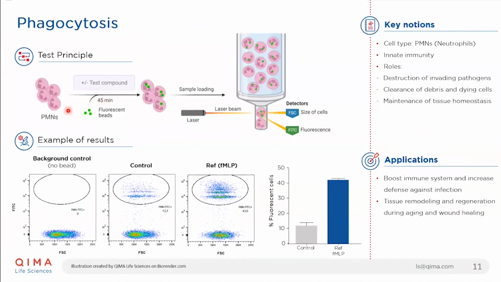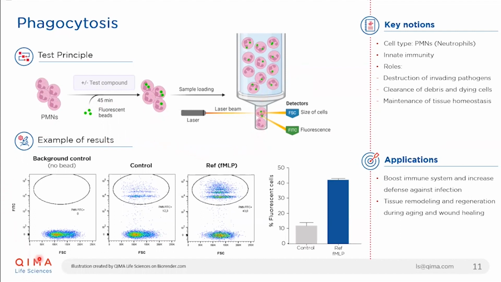We have developed a test to mimic this phagocytosis process. We take PMN and leave them for a short incubation period of 45 minutes with fluorescent beads. PMN internalize those beads by phagocytosis and then become fluorescent. We can then analyze and count fluorescent PMN by flow cytometry.